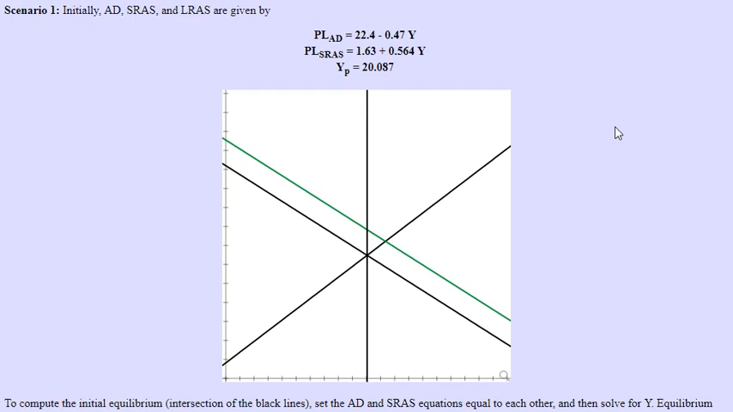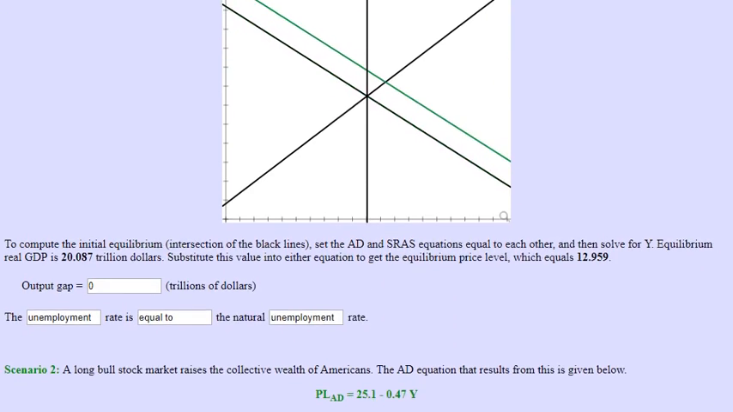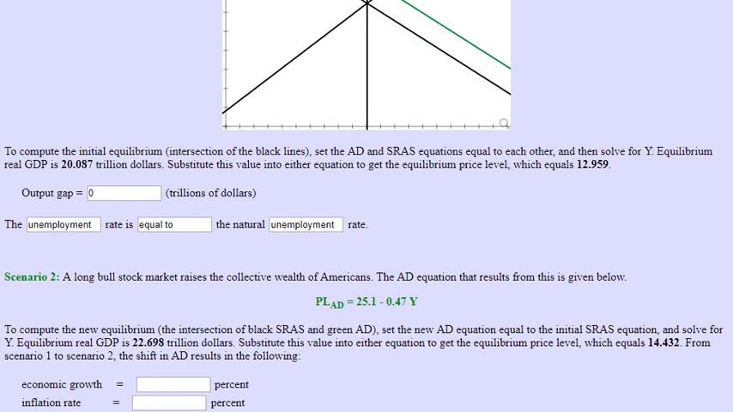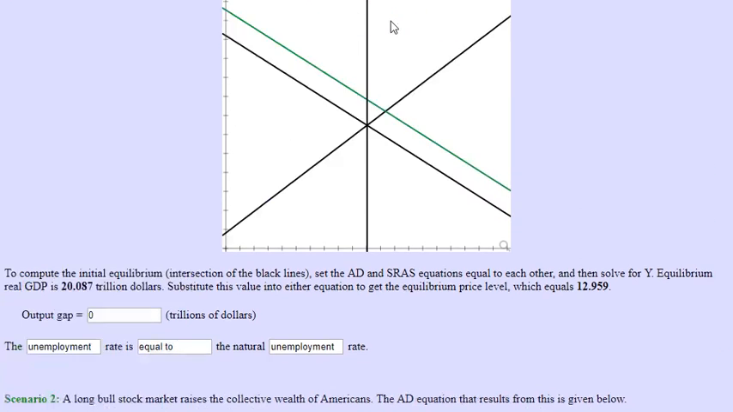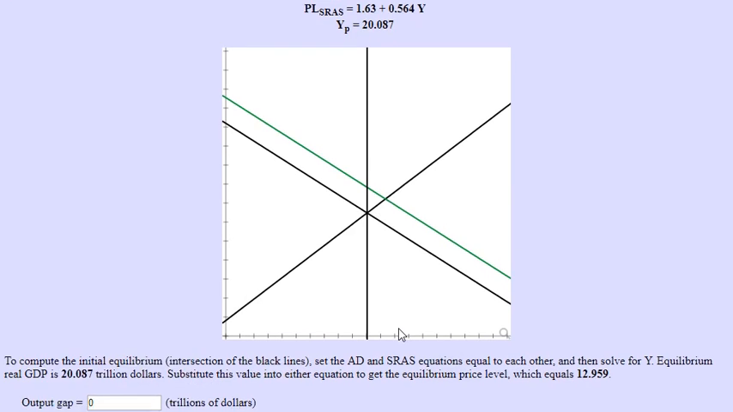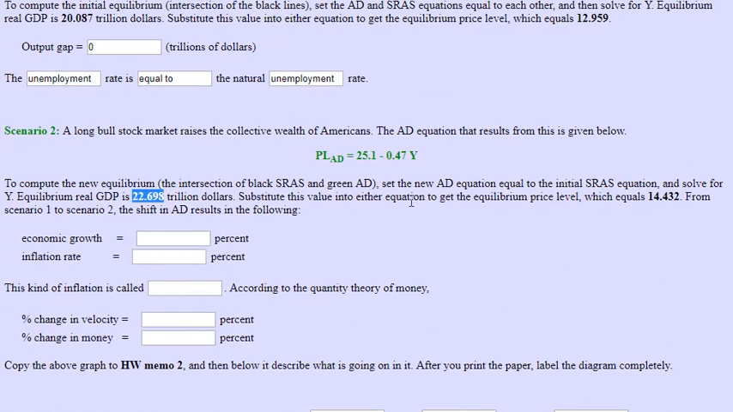Okay, I've now erased the labeling that we did that you'll have to turn in for your homework 2 memo. Let's continue down here on scenario 2. Like I said above, equilibrium real GDP is 22.698. It exceeds our potential. Potential is only 20.087, so we're in an unsustainable boom here, which means unemployment is really low. And when you say unemployment's low, that means unemployment is less than the natural rate of unemployment. Okay? So we need to calculate our economic growth rate.